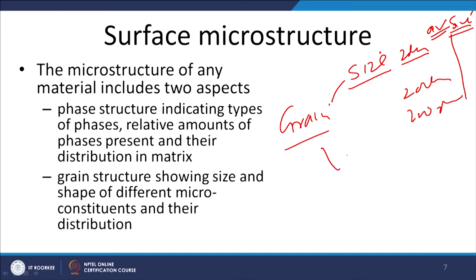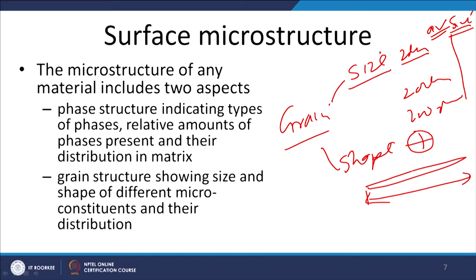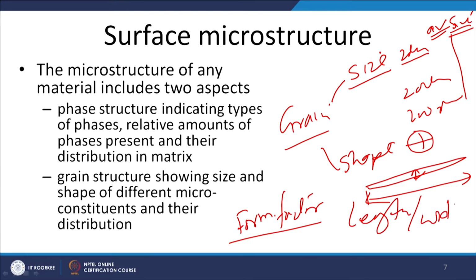Then the shape of the grain, whether it is spherical or needle shape. These are very extreme examples. A spherical shape will have the length and width equal in all directions. Well, in this case the length is significantly greater than the width. So, basically the shape is characterized using one parameter which is called form factor or shape factor also. So, the length to width ratio is used to characterize the form factor.